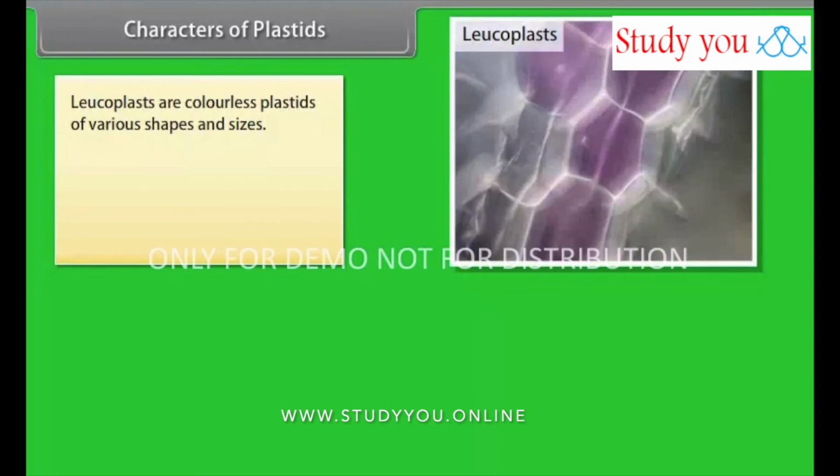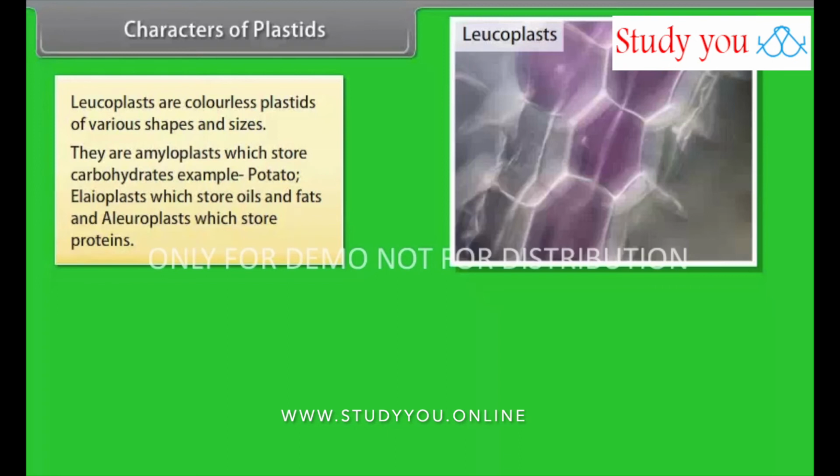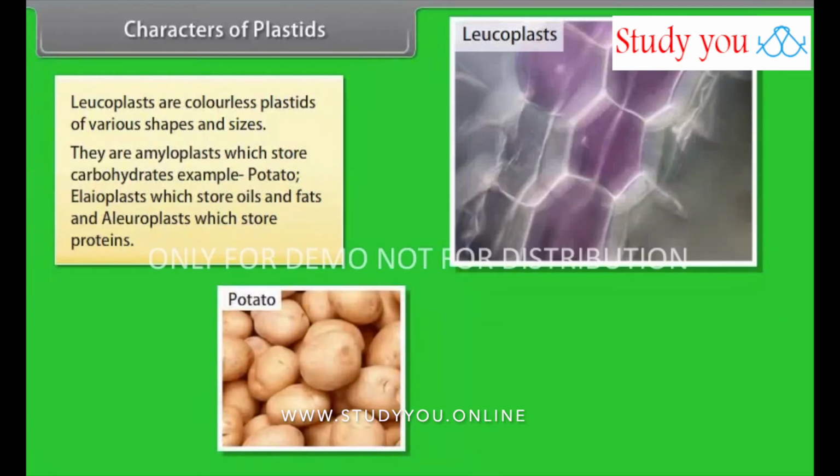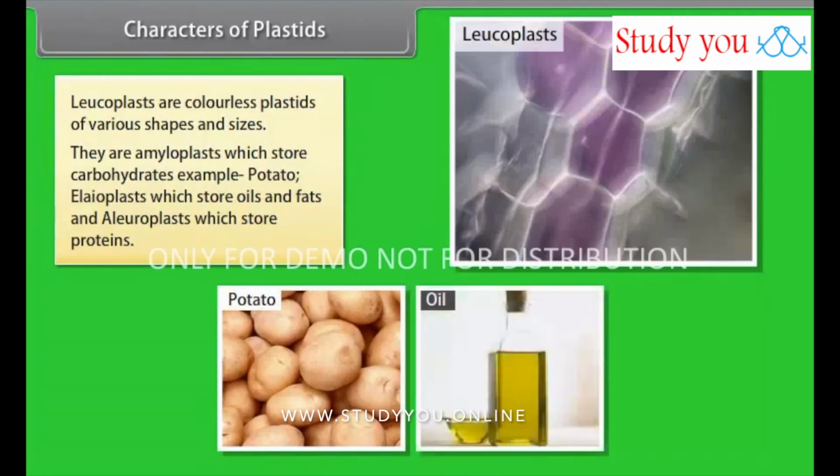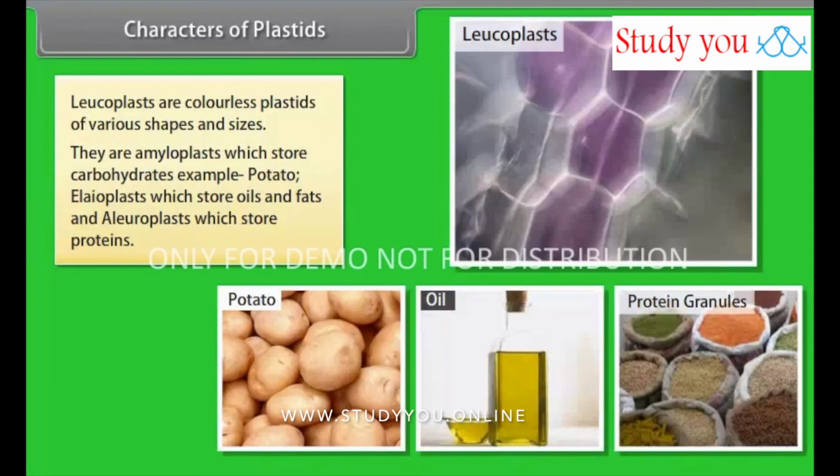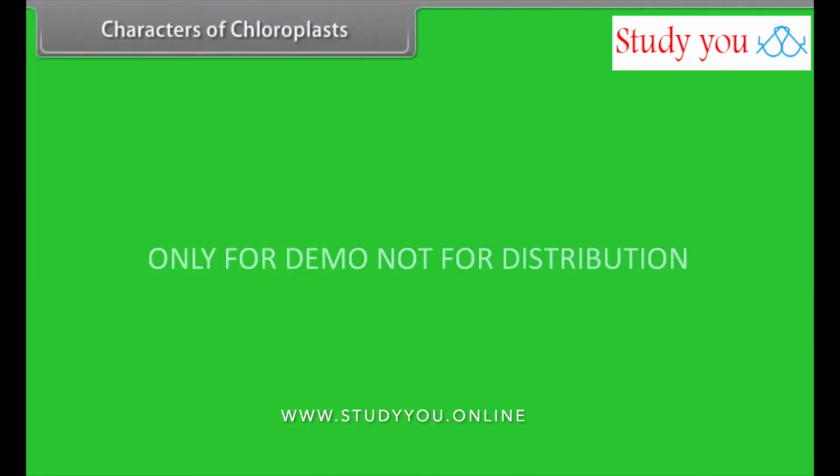Leucoplasts are colorless plastids of various shapes and sizes. They are amyloplasts which store carbohydrates, example, potato, elaioplasts which store oils and fats, and aleuroplasts which store proteins. Characters of chloroplasts.